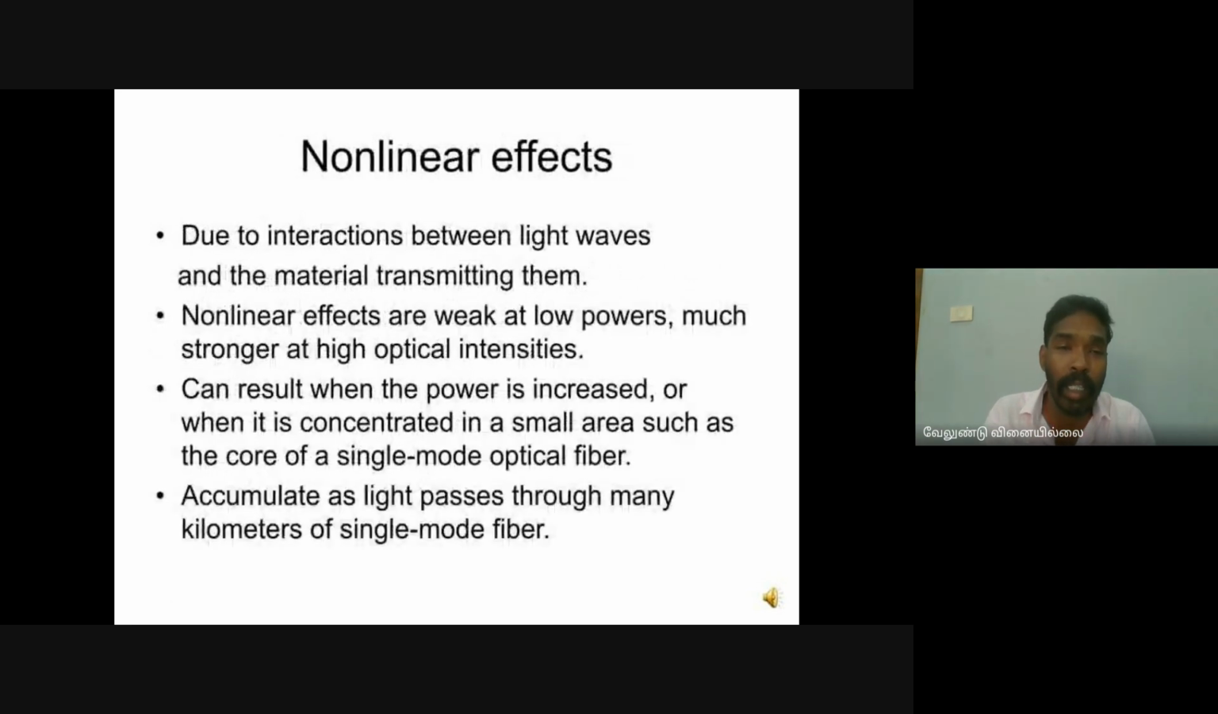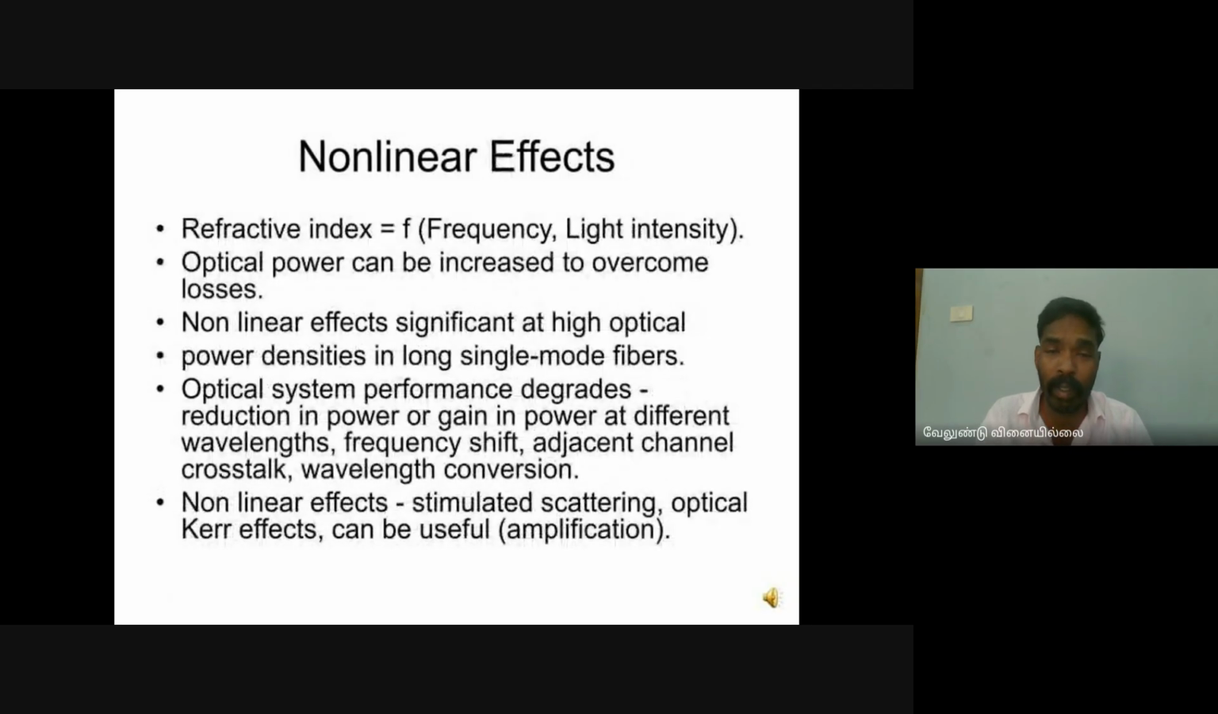Due to the nonlinear effects, the light waves and the materials interact. Nonlinear effects are weak at low powers and much stronger at high power. At low power, the effect is very low; at high power, the effect is very high. That can result when power is increased or when it is concentrated in a small area, such as the core of a single mode optical fiber, and it accumulates over many kilometers of single mode fiber.